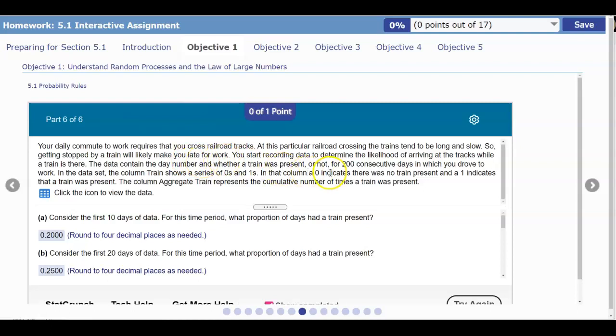You start recording data to determine the likelihood of arriving at the tracks while a train is there. The data contain the day number and whether a train was present or not for 200 consecutive days in which you drove to work. In the data set, the column train shows a series of zeros and ones. In that column, a 0 indicates there was no train present, and a 1 indicates that a train was present. The column aggregate train represents the cumulative number of times a train was present.